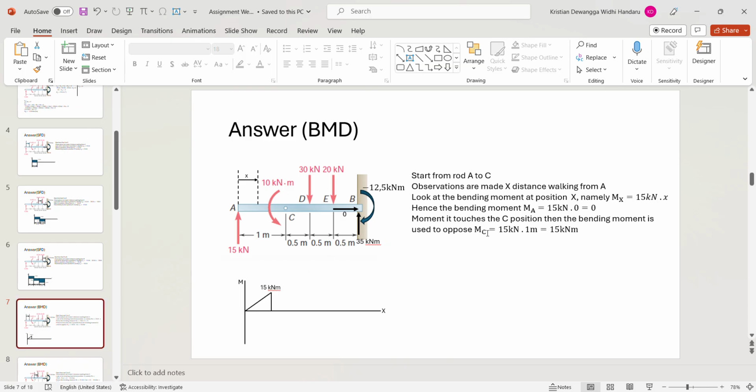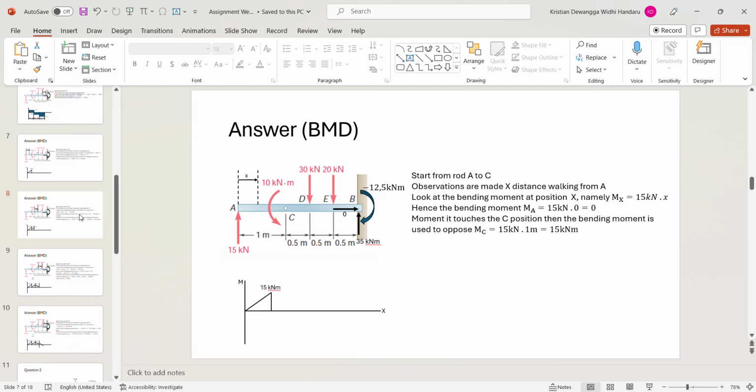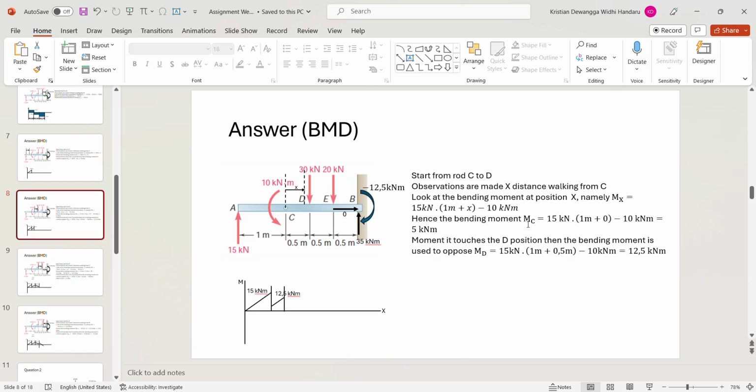And next for the BMD, start from road A to C. For MX, 15 kilonewton multiplied by X, and MA is 15 kilonewton multiplied by 0 equals 0. And for MC, 15 kilonewton multiplied by 1 meter equals 15 kilonewton meter. And from road C to D, MX equals 15 kilonewton multiplied by 1 plus X minus 10 kilonewton meter, and MC is 15 kilonewton multiplied by 1 plus 0 minus 10 kilonewton meter equals 5 kilonewton meter.